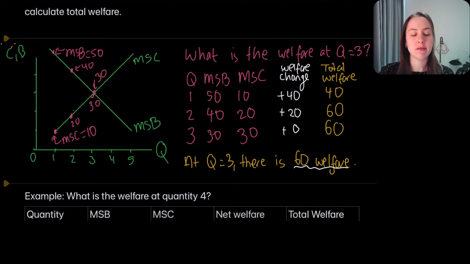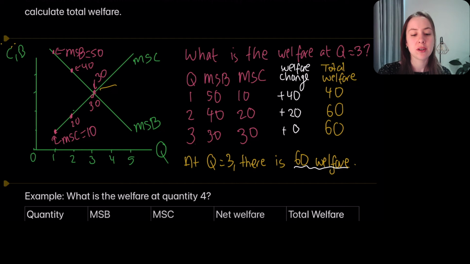So here I've got all this info in a table. You track the marginal social benefits, you track the marginal social costs for each unit in the same way that we've just done. You just go up to the chart. That gets you the welfare change, and then you just have to add on the change to the previous total, and then you'll get the total welfare.